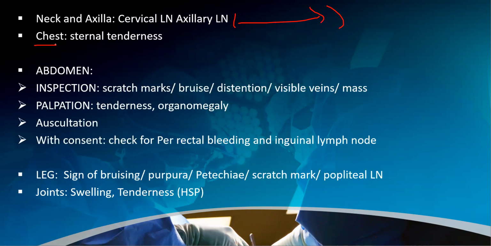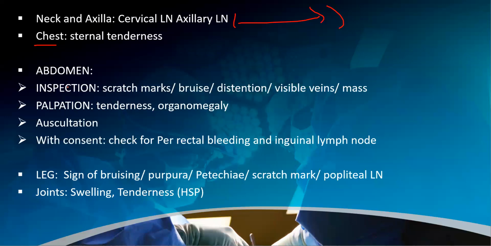You press with the thumb into the sternum of the patient, checking for any bony tenderness. That's mainly we are looking for leukemic findings. After that, we move into the abdomen. Abdomen, you can do it on inspection, palpation, and auscultation.